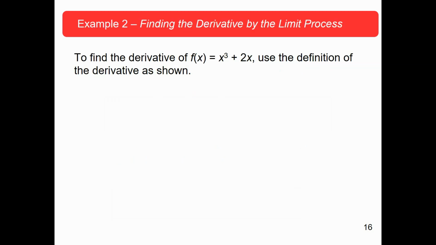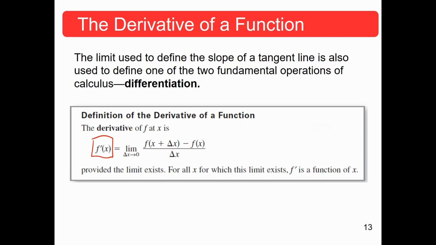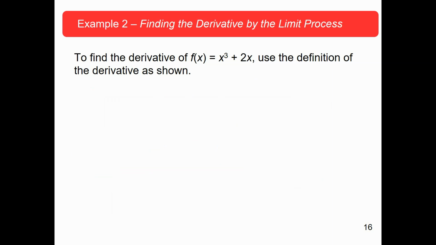So let's use the definition of the derivative as shown here as the difference quotient, the limit as delta x approaches 0 of the difference quotient, and find the derivative of x cubed plus 2x. So we need to know what f of x plus delta x is, minus f of x all over delta x. So let's define f of x plus delta x.